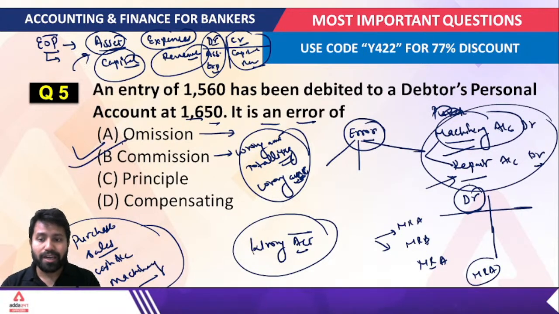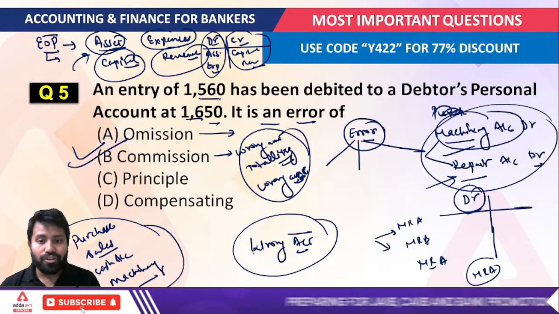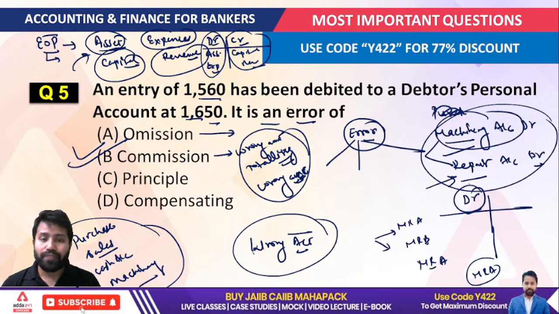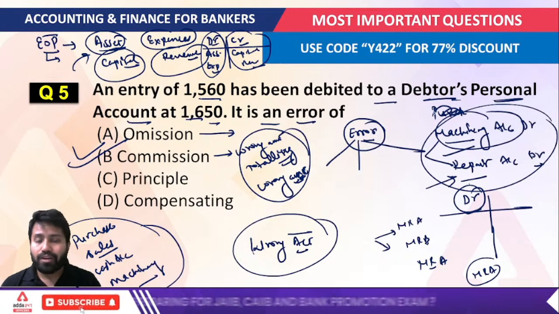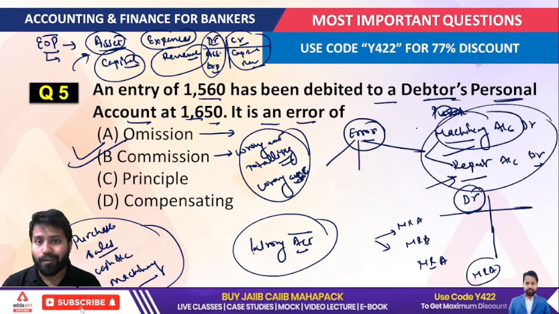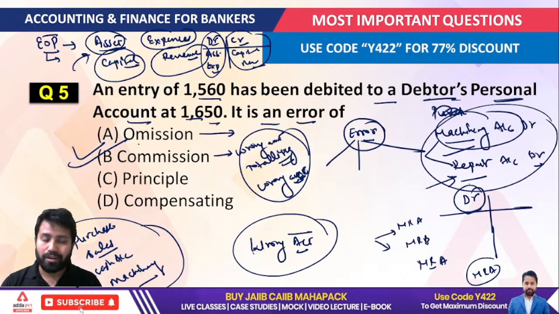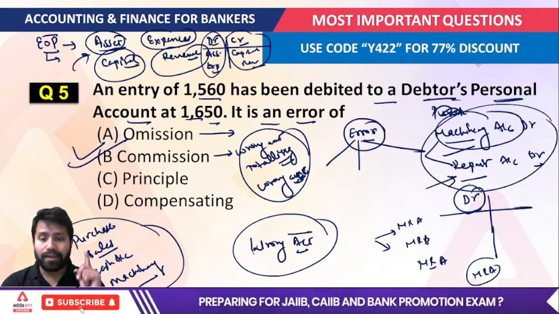So in this question, the correct answer should be error of commission, because an entry of 1560 has been debited to the debtor's personal account. Here we are talking about any other person, that is not related to the company's head account. So that's why it should be the commission account, right? I think this is now clear for everyone, and based on that you will definitely get the question in the examination. So just try to understand this.